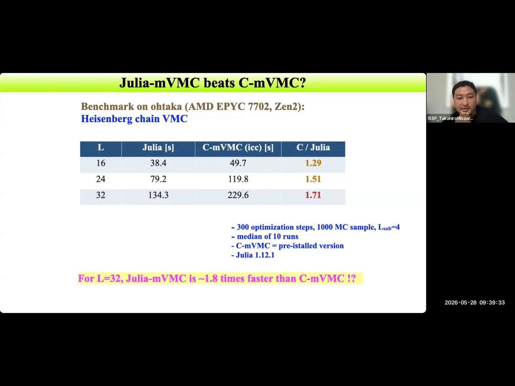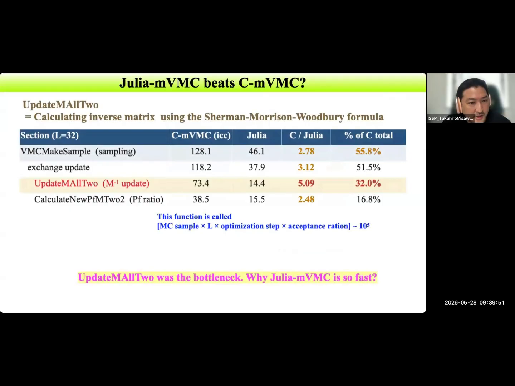This is a very surprising result because Julia MVMC faithfully implemented the functions in C MVMC, so I expected that the elapsed time should be comparable. To identify the origin of the speedup, I inserted a timer in Julia MVMC for each function, and I identified that the difference comes from this function, UpdateMAll. This is a function for calculating the inverse matrix using a Sherman-Morrison type formula.